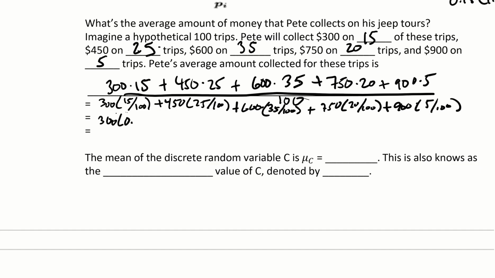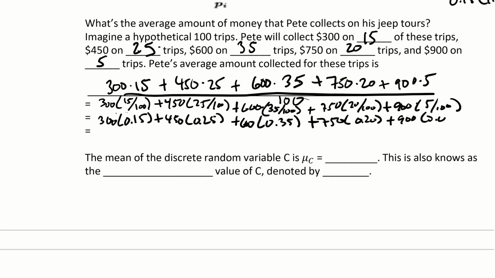So we have 300 times 0.15 plus 450 times 0.25 plus 600 times 0.35 and 750 times 0.20 and 900 times 0.05. And if we add those together, we get $562.50.